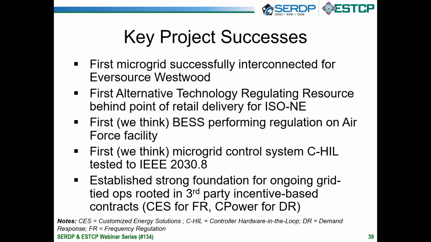So negotiating with the ISO and satisfying their concerns that we wouldn't be playing any games with the way we were moving power around behind where they had direct visibility, the point of retail delivery, we came to an agreement, and we set that precedent where now we can have batteries in ISO New England behind the point of retail delivery that are supporting microgrids and providing frequency regulation services. And as I mentioned earlier, to our knowledge, this was the first time that there was a battery energy storage system on an Air Force facility performing frequency regulation with an external connection driving the system.